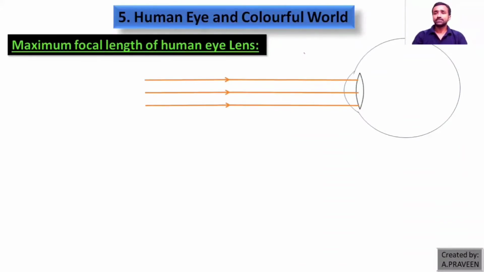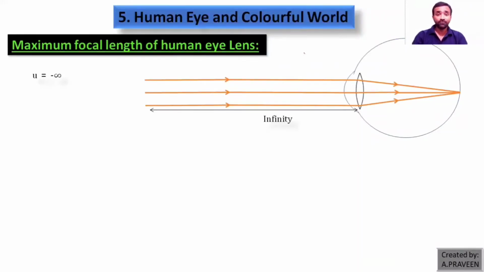We know clearly that the image will be formed on the retina because you are able to see. Based on that concept, we are going to explain this. So here, we consider the object at infinity distance, and the image is formed on the retina. That means the converging of light rays will be on the retina after refraction through the eye lens. So here, the object distance is at infinity, so u equals minus infinity according to sign convention.